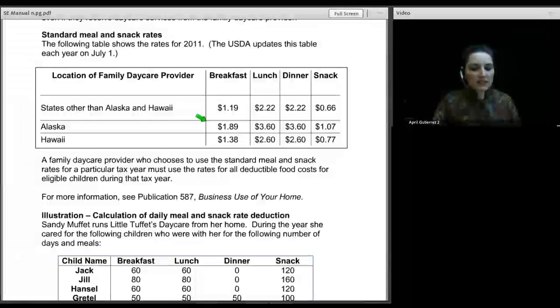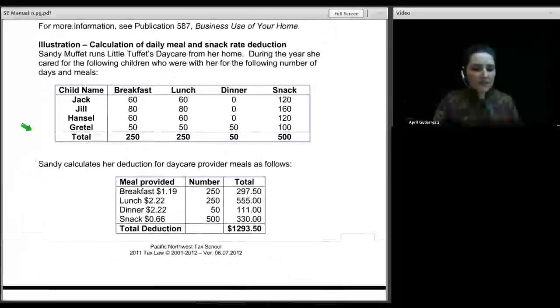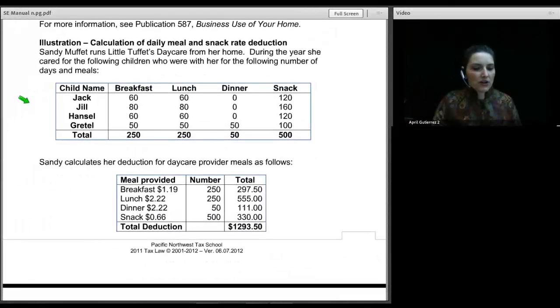Alaska is more expensive at $1.89, $3.60, $3.60, and $1.07, and Hawaii is somewhere in the middle at $1.38, $2.60, and 77 cents. A family daycare provider who chooses to use the standard meal and snack rates for a particular tax year must use the rates for all deductible food costs for eligible children during that year. For more information, oddly enough, this particular piece of information is included in the Business Use of Your Home publication, publication 587.